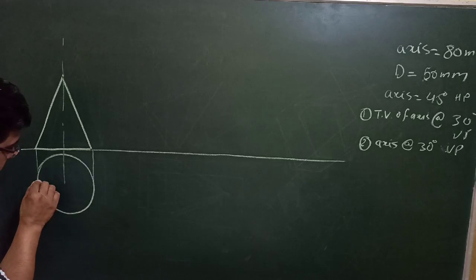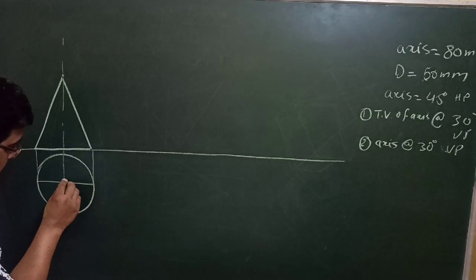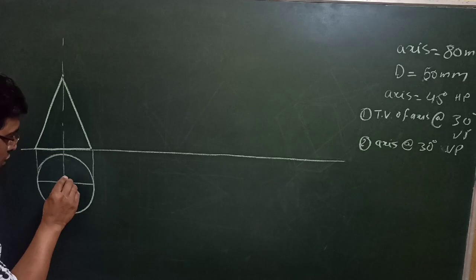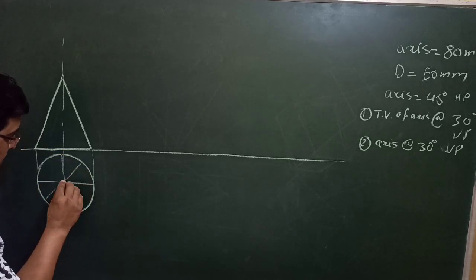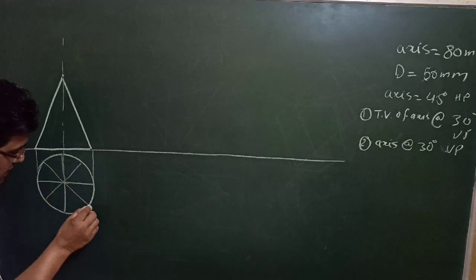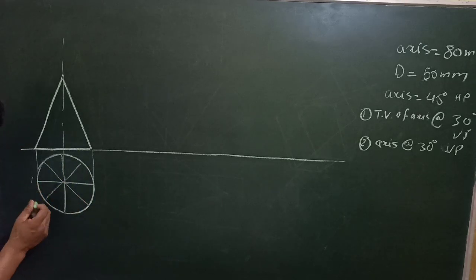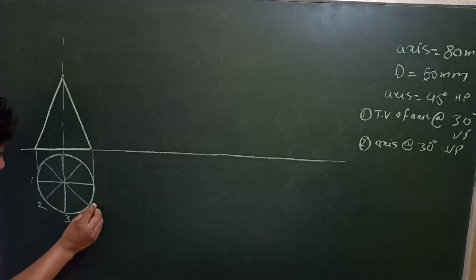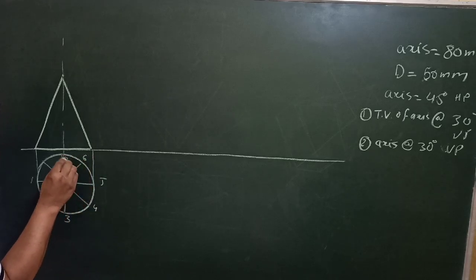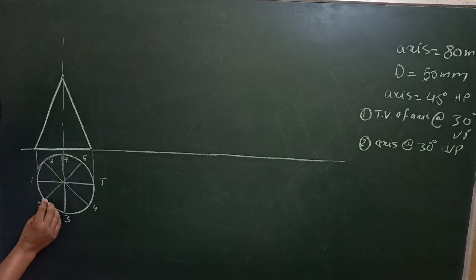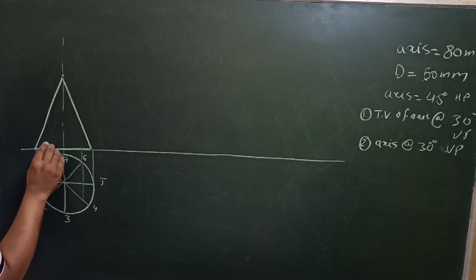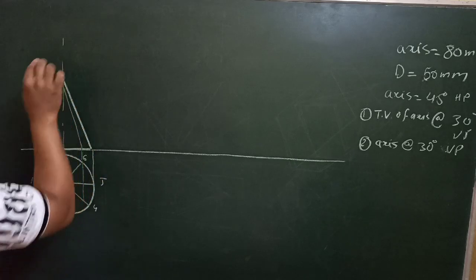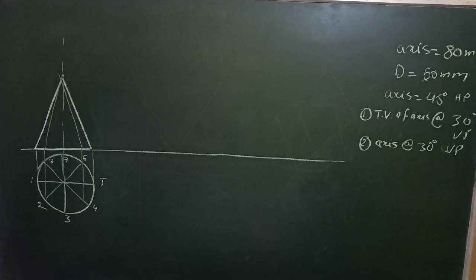Now let us divide this circle into 12 or 8 equal parts. To save space, I am dividing this into 8 equal parts, say 1, 2, 3, 4, 5, 6, 7 and 8. We have to mark all these division points and generators in the front view also. In this manner we have drawn the front view and top view of the cone.